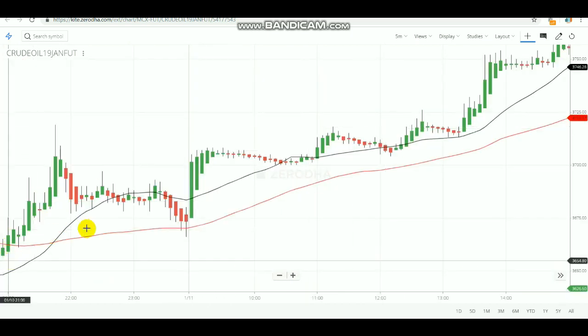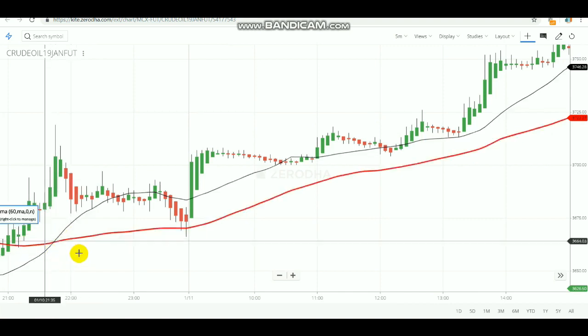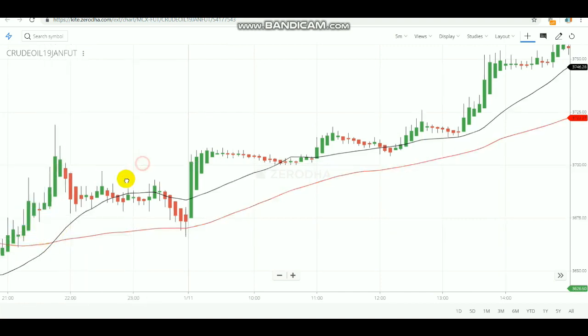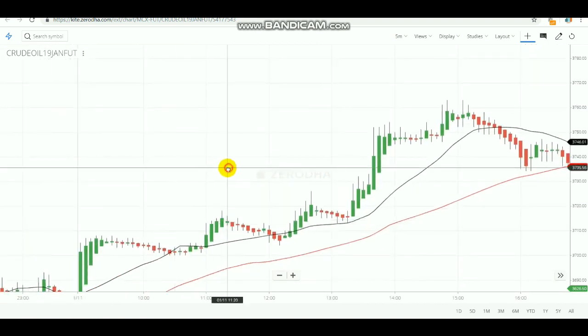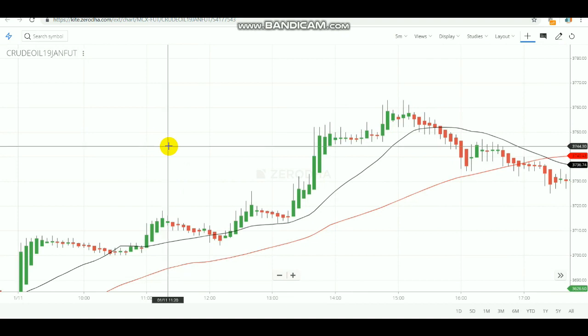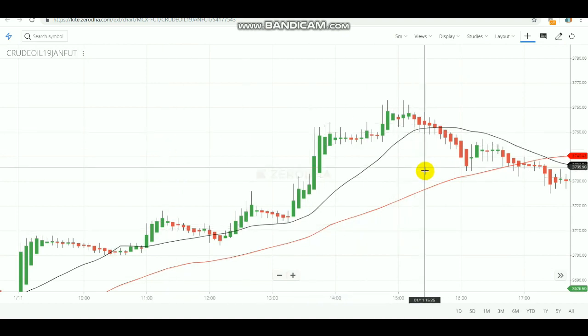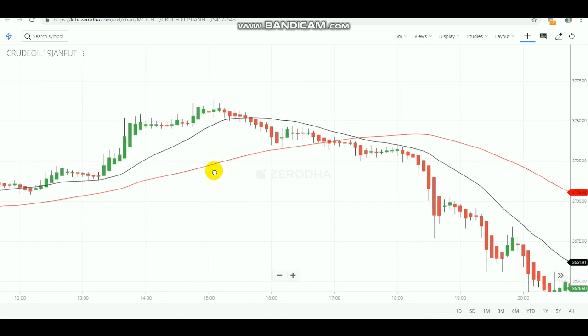Here the buy got triggered. After the buying signal got triggered, the market went up. As you can see, like this only you need to do, like buying and selling rotationally. By doing this rotationally you can earn for sure.